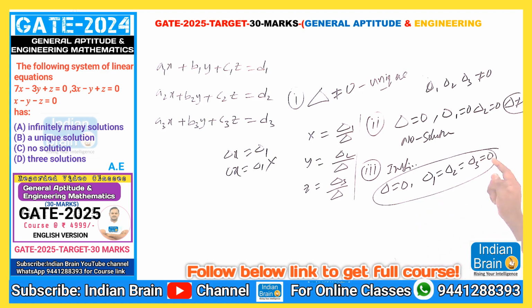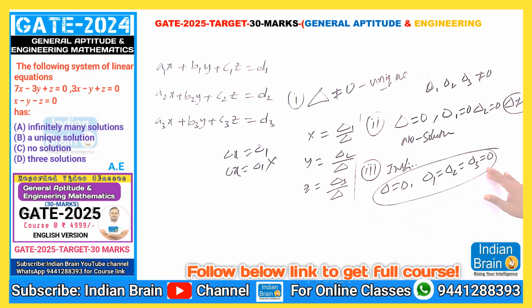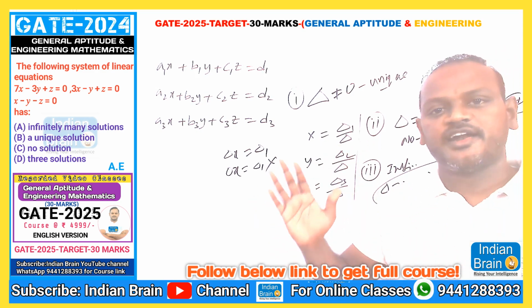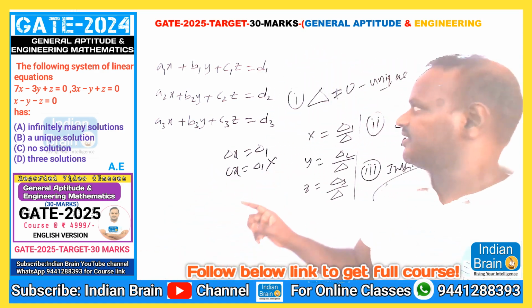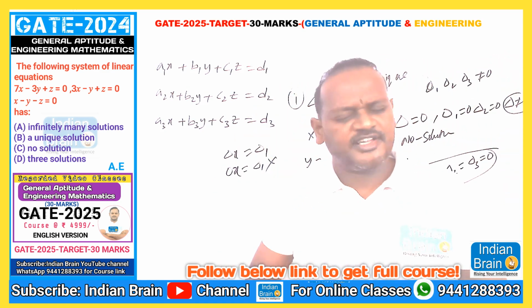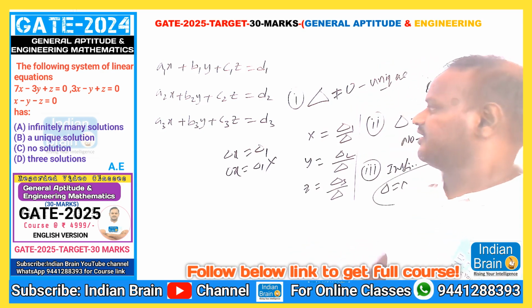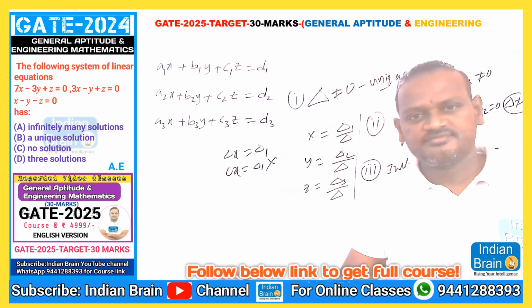Clear cut story, right? All are equal to 0. Then only we can get infinite solutions. Very interesting and easy, don't get confused. If delta is not equal to 0, then only I can get a unique solution. That is fixed. Whenever your delta is equal to 0, two different conditions will be there. If delta is equal to 0 and any one of the remaining is not equal to 0, then we get no solution. Very simple concept.